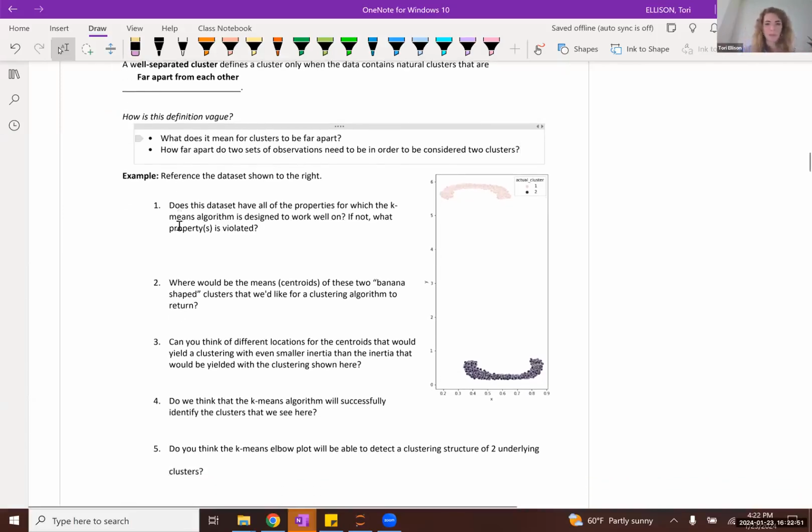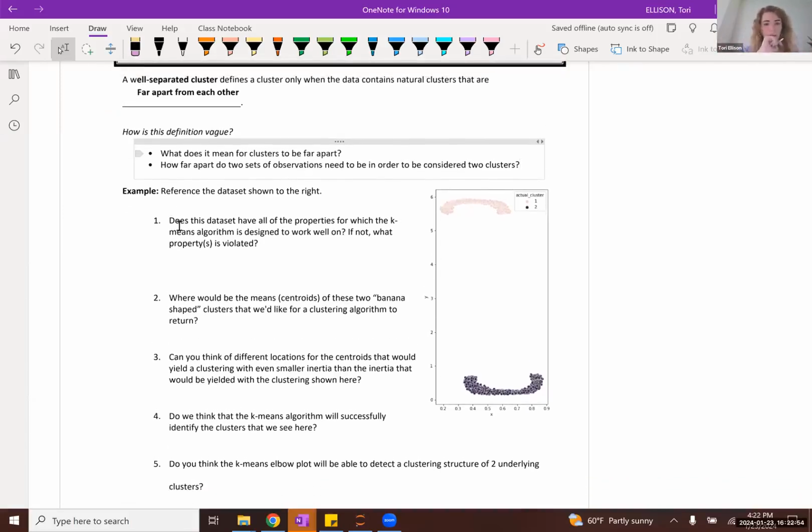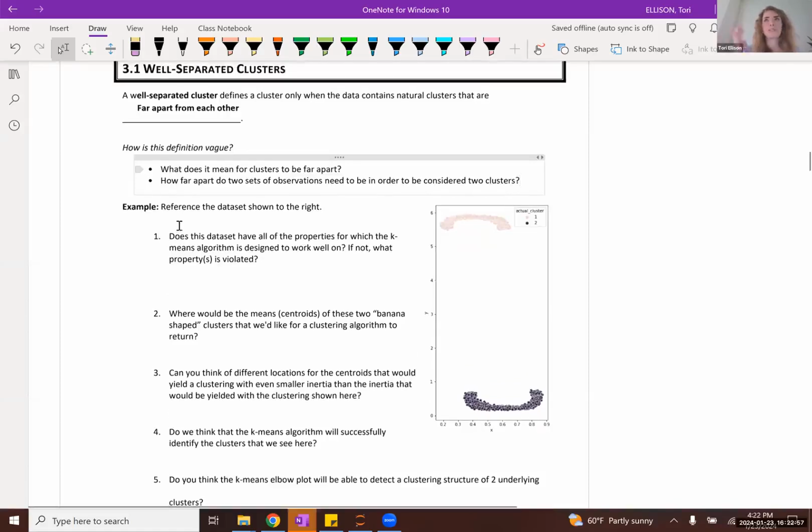So let's take a look at an example of two clusters that fit this well-separated definition of a cluster. So this cluster here and this cluster here. We're going to cluster this data set with k-means, but we're going to think about first how k-means might actually perform if we were to try to identify these two clusters. So first, let's think about this. Does this data set meet all of the ideal properties for the k-means clustering algorithm? And if not, which properties are not met?